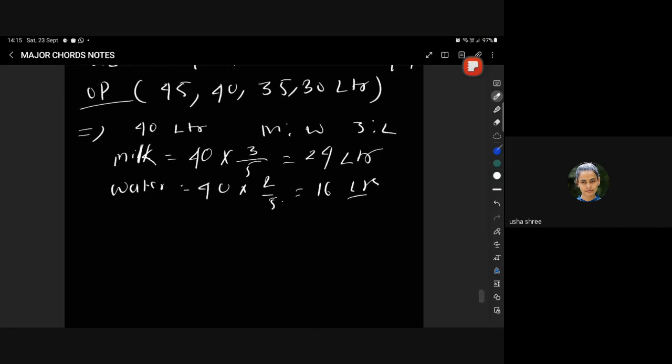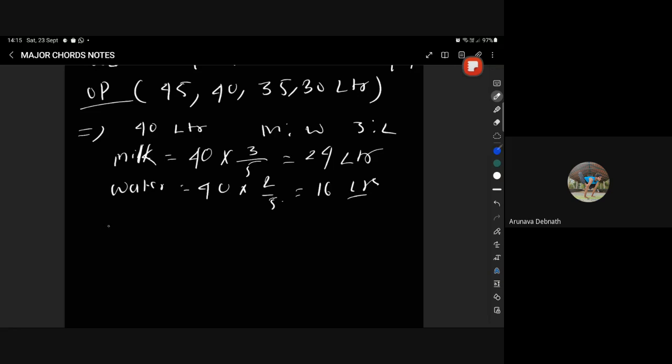Okay, so the basic information you have found out is that they have given you the total amount of mixture and the ratio of milk and water in that mixture, so you can easily find out the milk and water in that mixture. Is 40 liters of milk added the answer? Yes, 40 is the answer.